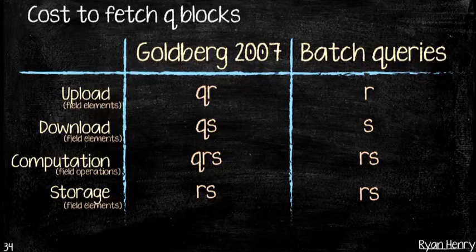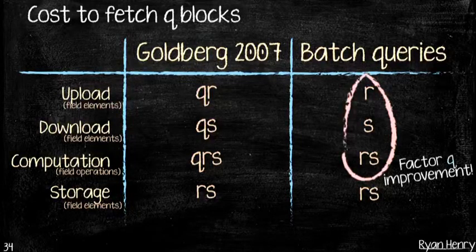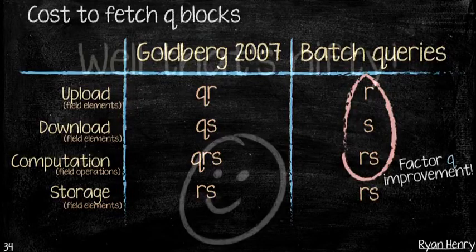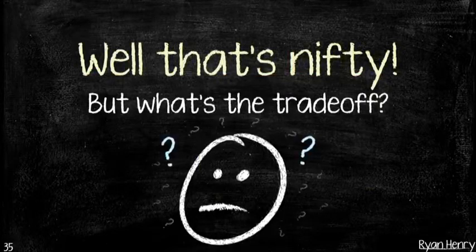In our cost, all of those are the same, but without the Q's around. So if Q is 1, the costs are the same, but as soon as Q is 2, we've cut the cost down by a factor of 2. If Q is 3, we've cut it down by a factor of 3, and so on. So we have a factor Q improvement in everything except for the storage cost at the servers. So that's pretty cool. But what's the trade-off here? Well, okay, don't worry about the trade-off.